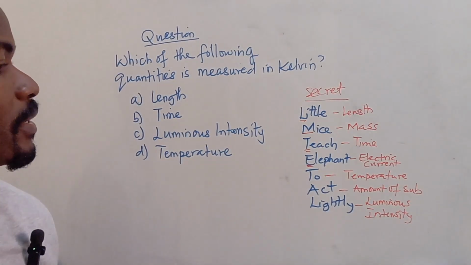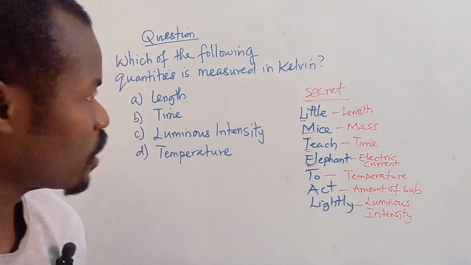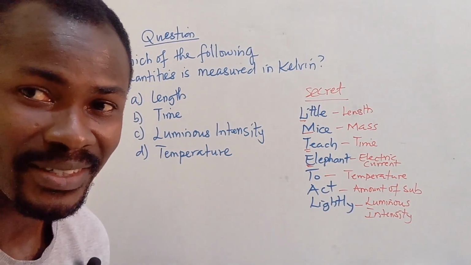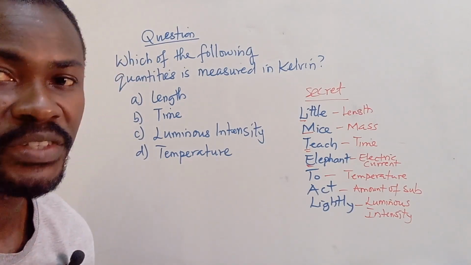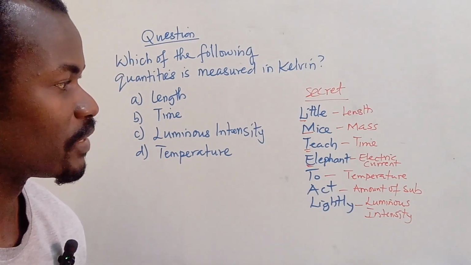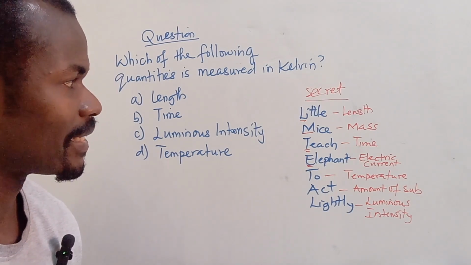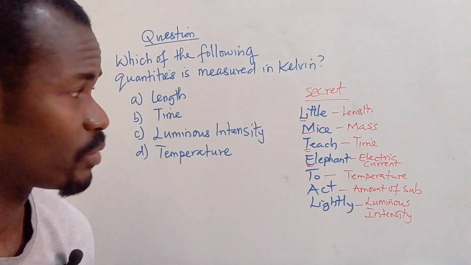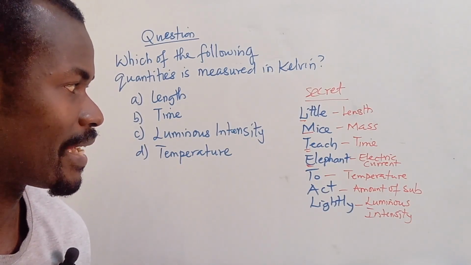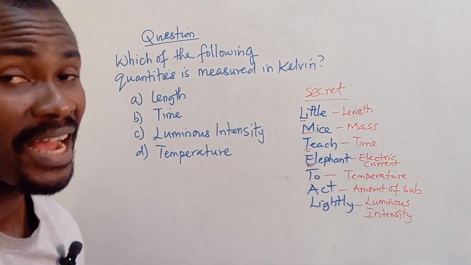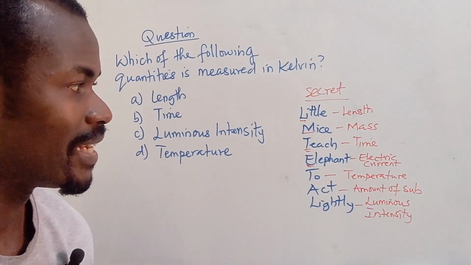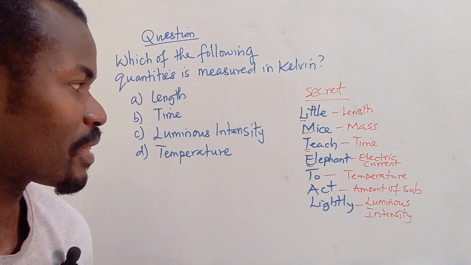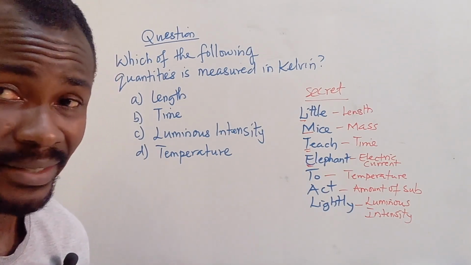So from what we have on the board, it says which of the following quantities is measured in Kelvin. Now, another thing is you want to know their units. For length, we have meter. For mass, kilogram. For time, seconds. For electric current, ampere. For temperature, we have Kelvin.